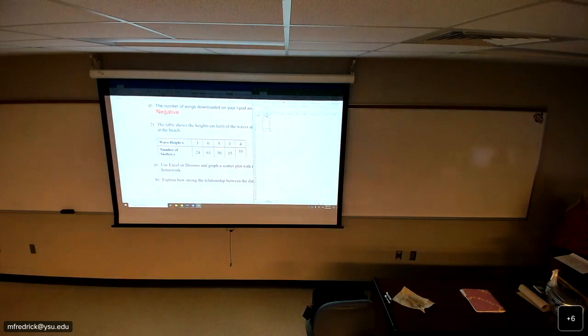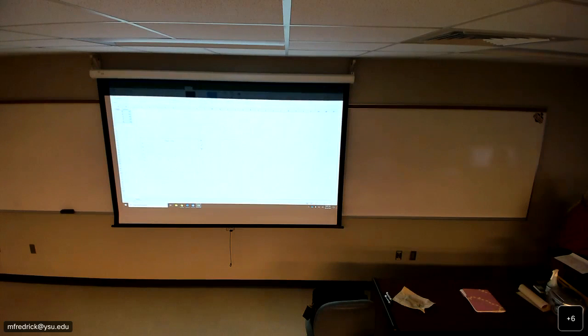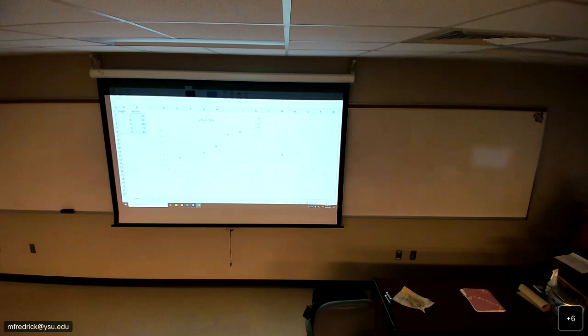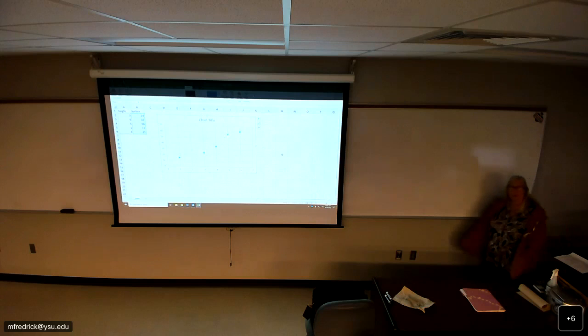So you enter your data, then you highlight it. Now, for a scatter plot, if you highlight the word, it'll put it in there somewhere, not necessarily where you want it. So you can highlight it or not the word. But you highlight the data, click insert, and scatter plot. Any questions on the graph?